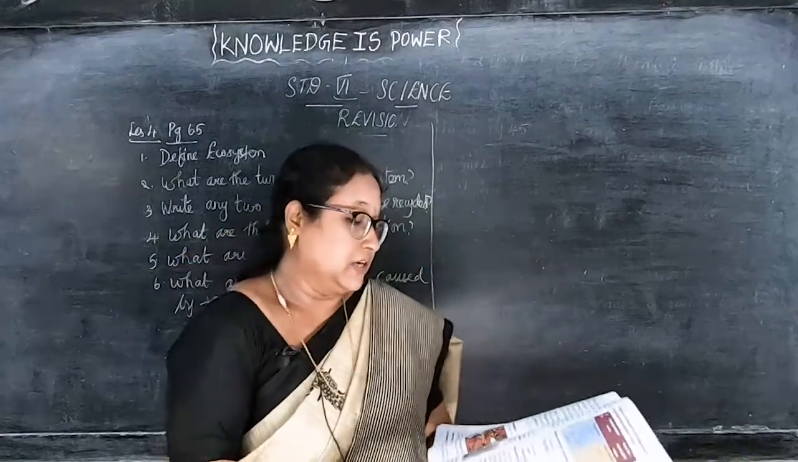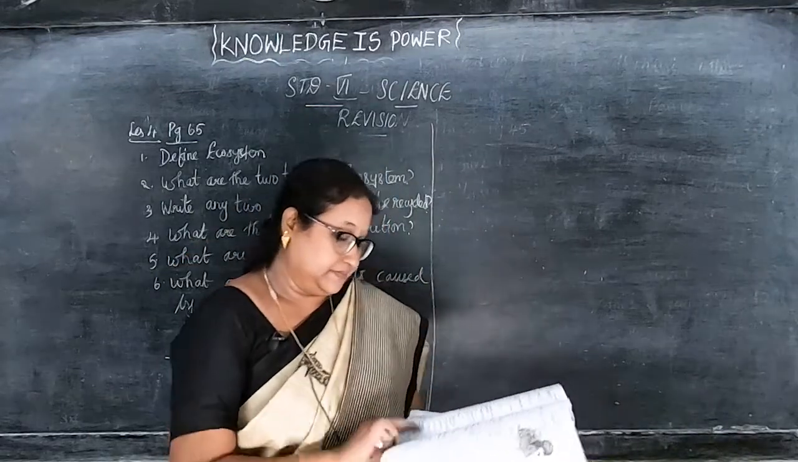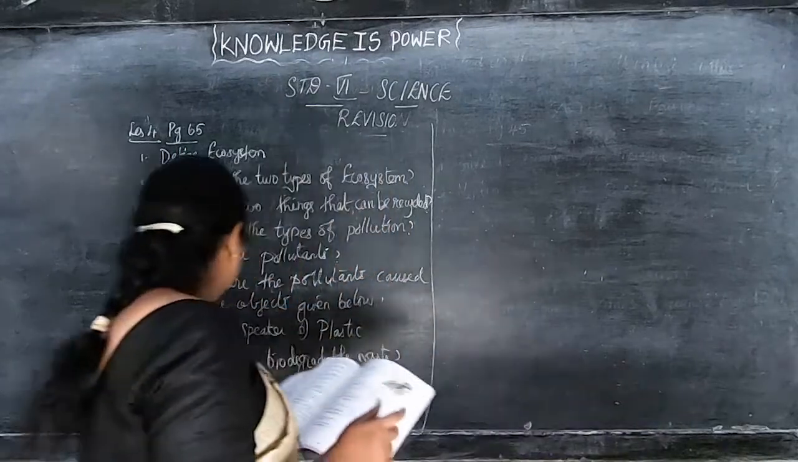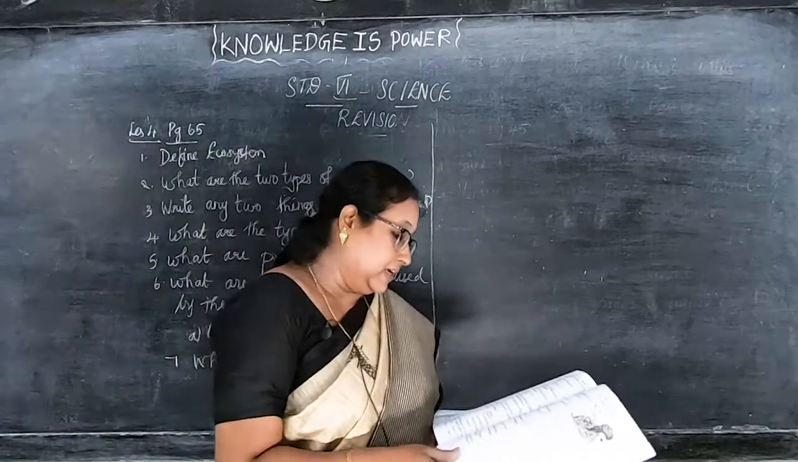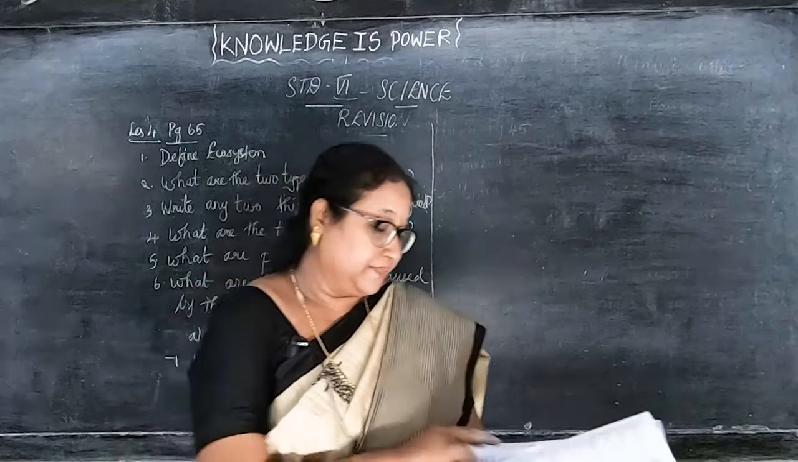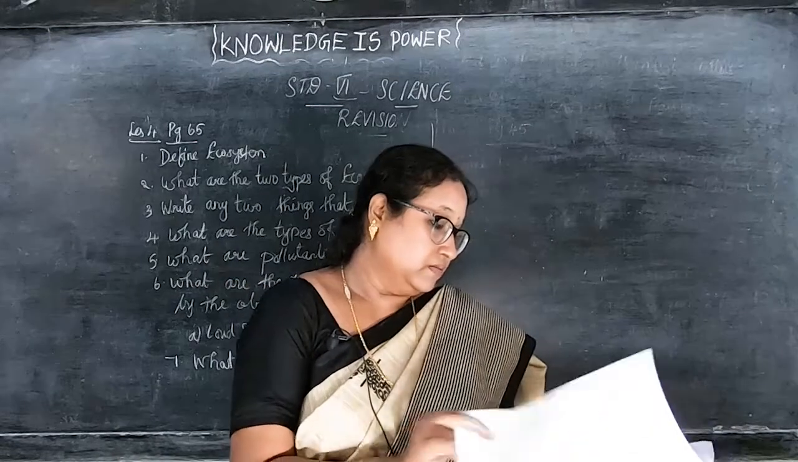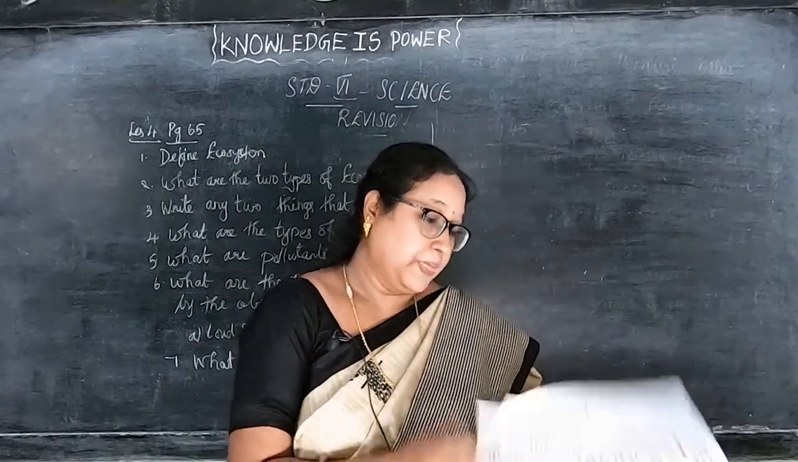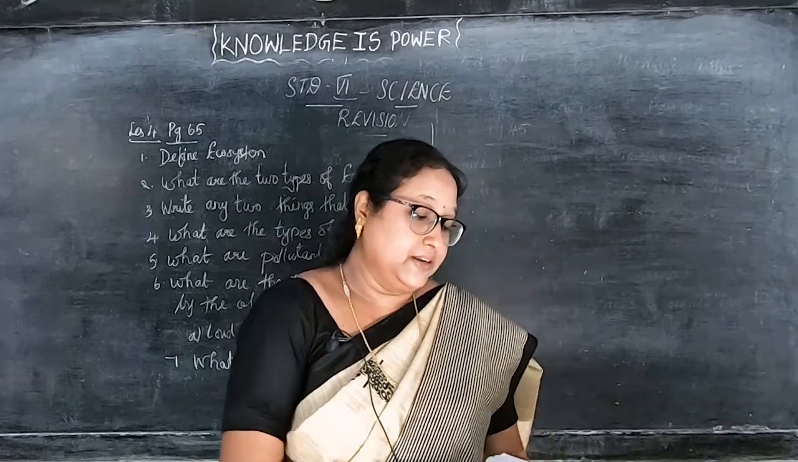Okay children? So we have finished biodegradable waste. In this lesson how many questions? 7 we have completed, right? Next we will go to the fifth lesson, lesson 5.